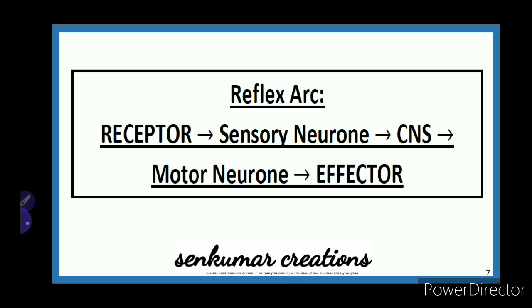You can learn these things well, and this type of question will be asked in your MCQs also. So receptor to sensory neuron to central nervous system relay neuron, from relay neuron to motor neuron, and motor neuron to effector, the response reaches. This, we can call a reflex arc. Okay, students, I think you can understand clearly.